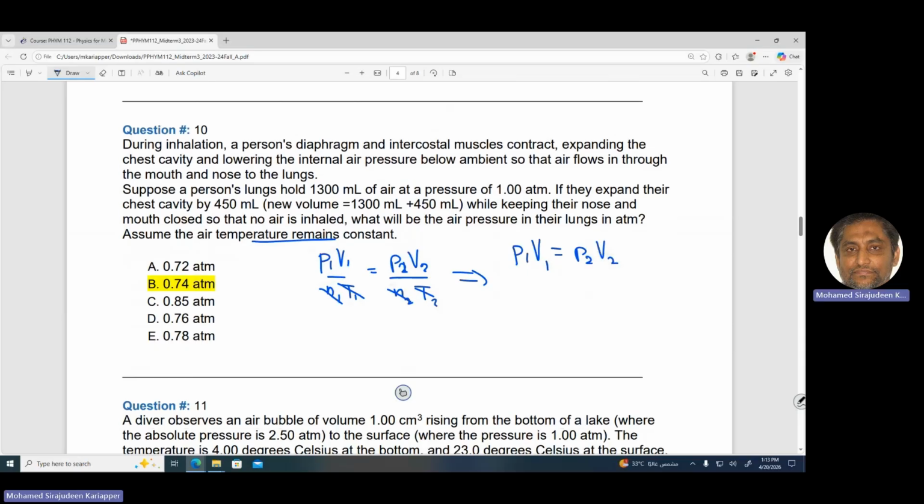Now we can plug into this equation and find the new pressure. P1 is given, V1 is given, V2 is given, but P2 is not given. The question is, find the new pressure. Substitute and get the answer. So you can do a simple algebra again.